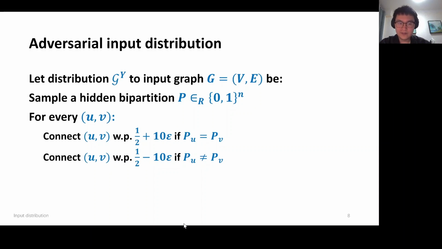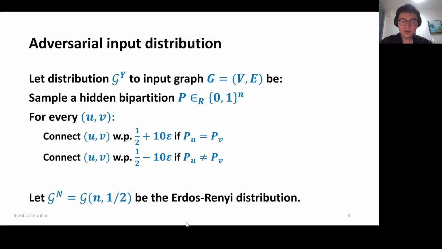where P can be represented by a length-n binary bit string, and vertices labeled 0 are one part, and labeled 1 are another part. For every pair of vertices U, V, we connect them with probability half plus 10 epsilon if U and V belong to the same part, and with probability half minus 10 epsilon if they belong to different parts. We can also think of it as a noisy complete bipartite graph, where each edge and non-edge is flipped with independent probability half minus 10 epsilon. We also use G_n to denote the uniform Erdős–Rényi distribution.